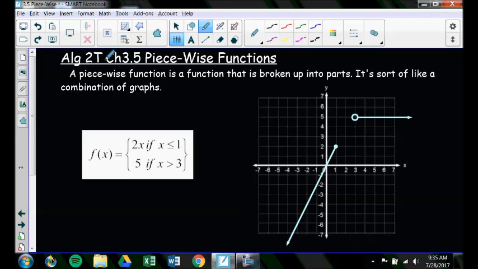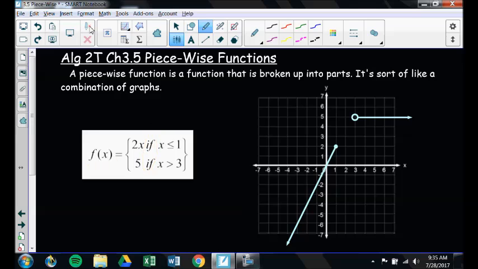Let's talk about piecewise functions. A piecewise function is a function that's broken up into parts. It's like a combination of graphs. We take a function and we cut it off somewhere and put it with another one, and it's based on this word "if." So this is the function f of x equals 2x if x is less than or equal to 1, and 5 if x is greater than 3. So two different things are happening depending on what your input is, depending on what you plug in for x.